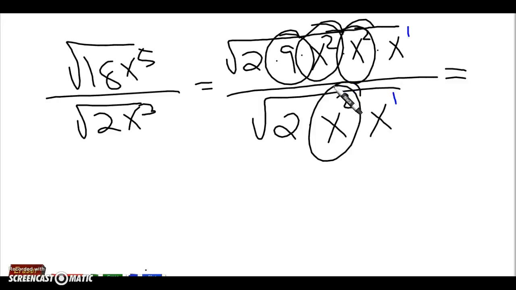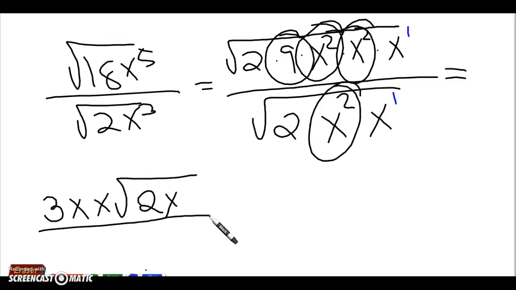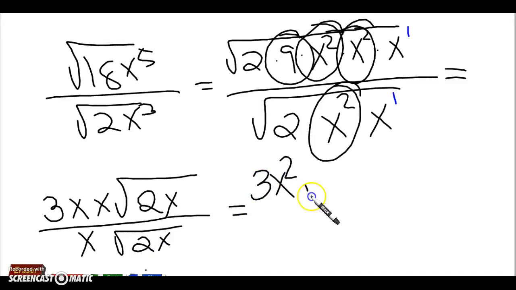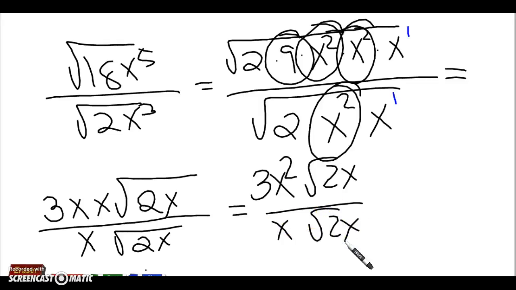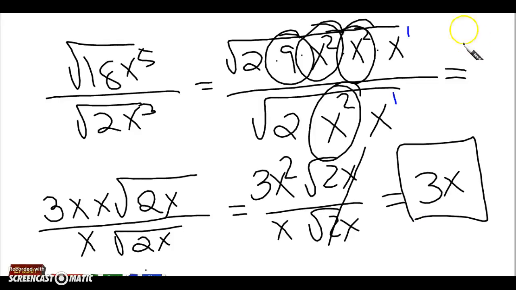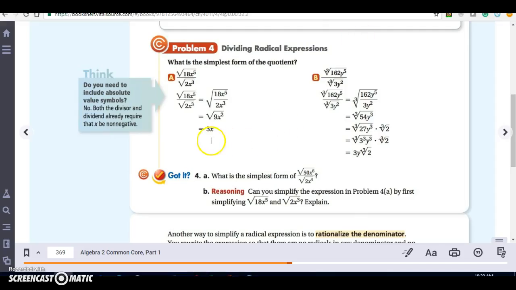And I get 3x times x, and what's left is 2x, divided by x, and what's left, 2x. So when I multiply that out, I get 3x squared, square root of 2x, over x times the square root of 2x. Well, my square root of 2x cancels out, and 3x squared divided by x is just 3x. Let's see, is that the same answer we got the first time? It sure is, so you can do it both ways. It's totally up to you. This is just a little trick. Hope that this helps.